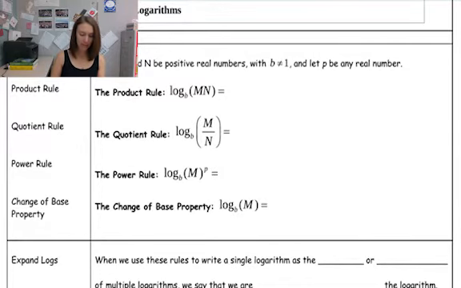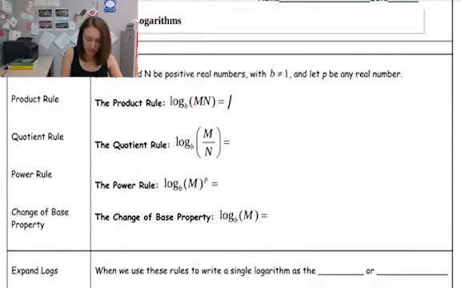So first, b is our base of our log. It can be any real positive number except for 1. P can be any real number, and m and n have to be positive real numbers. So the product rule, log base b of m times n, we can separate this into log base b of m plus log base b of n.